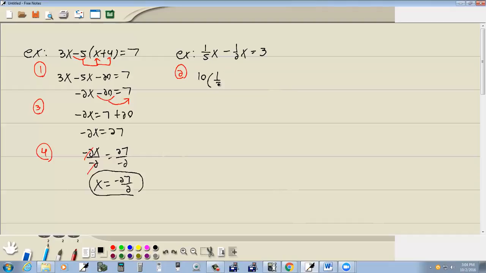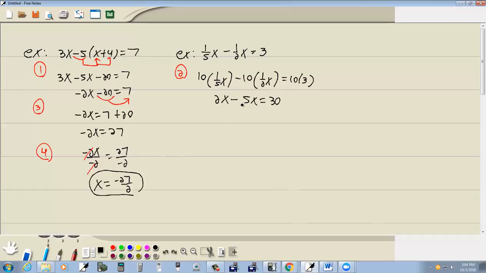When I say everything, I'm talking about what's separated by pluses, minuses, and equals. Specifically in this problem, you can think of it as terms. Later on, we'll extend that idea, though, and it doesn't have to be a term. Okay, 10 times 1/5 is 10 over 5, or 2x, minus 10 times 1/2 is 10 over 2, or 5x, and 10 times 3 is 30.